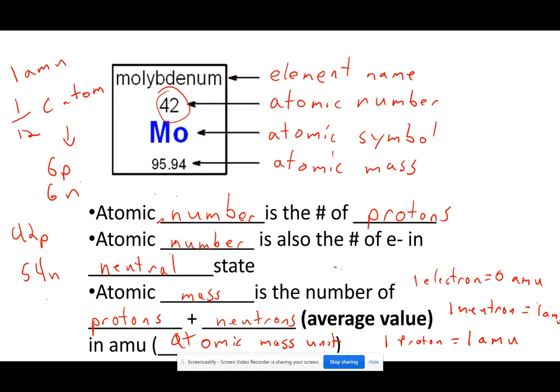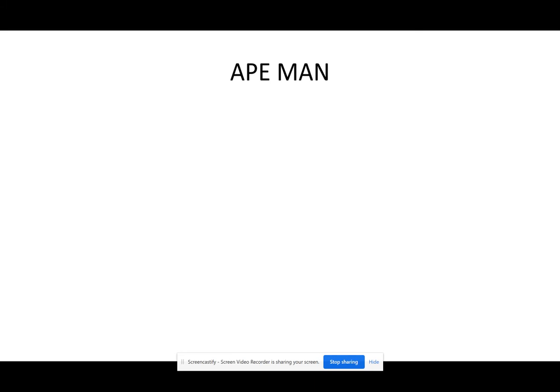Finally, I want to give you a little mnemonic device that's going to help you remember how we come up with the number of protons and neutrons and electrons. And it's called Ape Man.